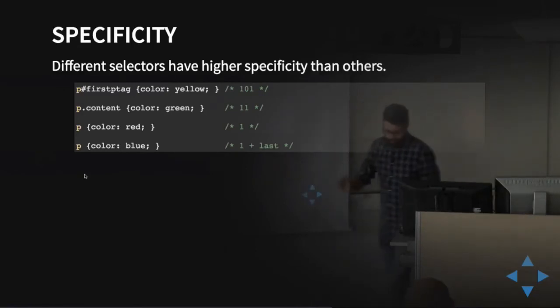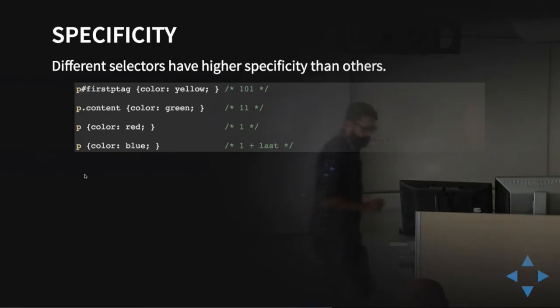Okay, specificity. You will get into trouble: you will try to alter something, change a color, and nothing will happen, and you will get frustrated. Just remember that there is something called specificity, and that it could have something to do with it. Okay?